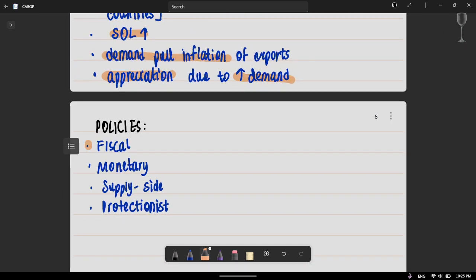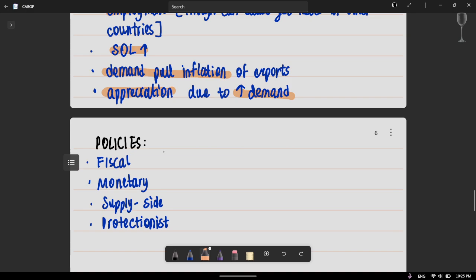I know policies are also included, but these are something I would want to cover in specific chapters of each of these, which will be coming out soon.